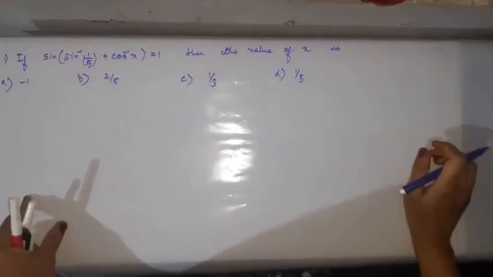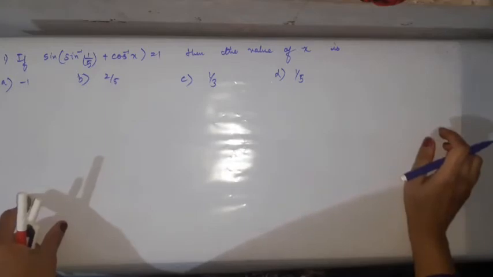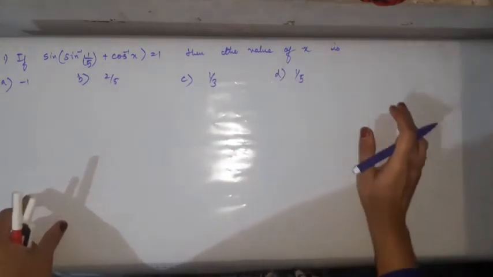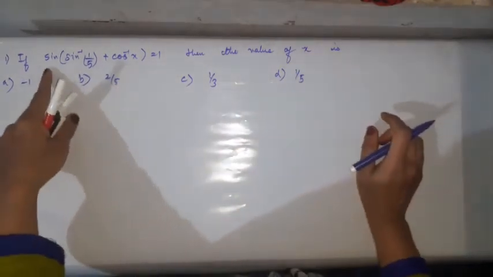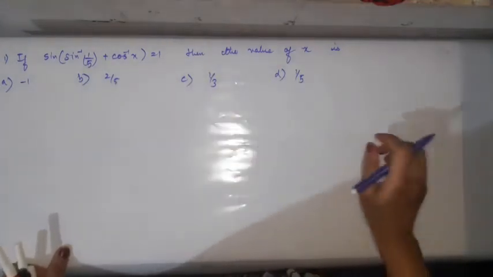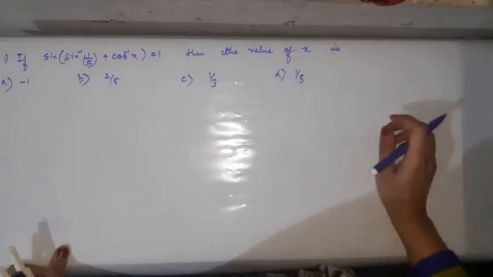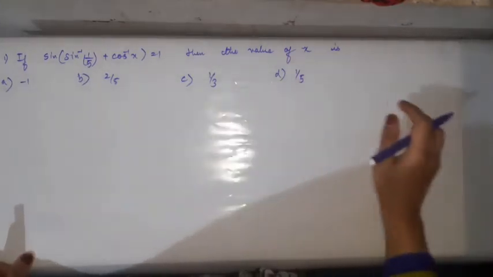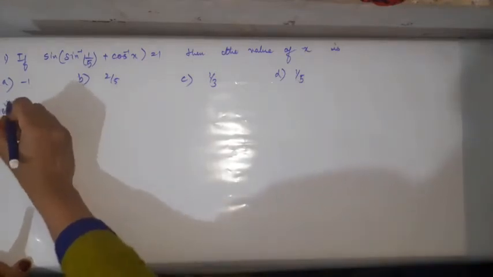And now here comes a similar problem as in the previous case. Here also we'll be using the trigonometric triangle. Just read the problem once. If sine inverse 1 by 5 plus cos inverse x is equal to 1, then the value of x is, we need to find the value of x here. So we are given so many options. Let's find the correct value for x. Okay, let's start with the solution.